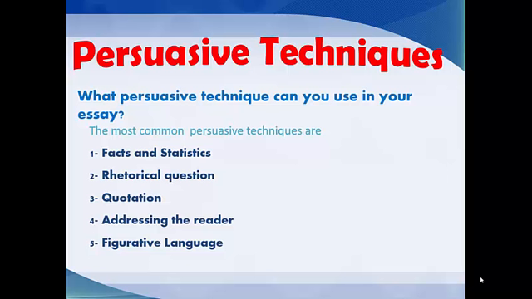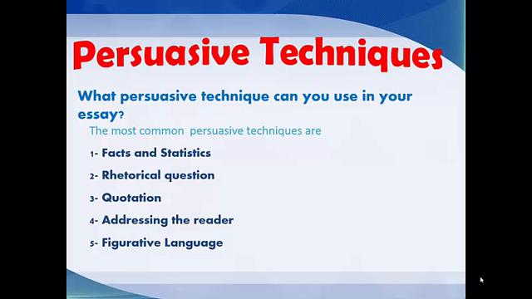Number three, quotation. Quotation is a technique when a scientist or somebody said a sentence and I'm taking such a saying and putting it into quotation marks. For example, he said, or the scientist said, we should pay attention to the environment.